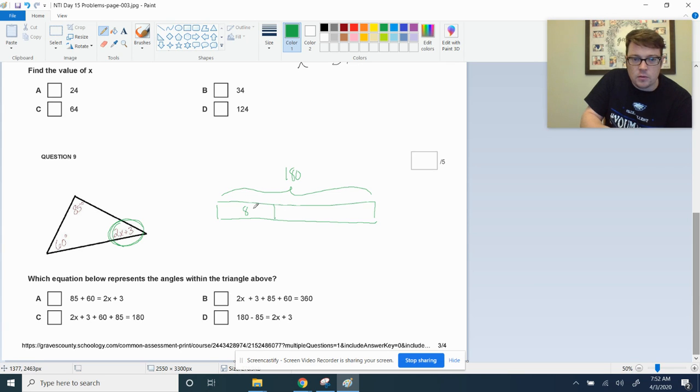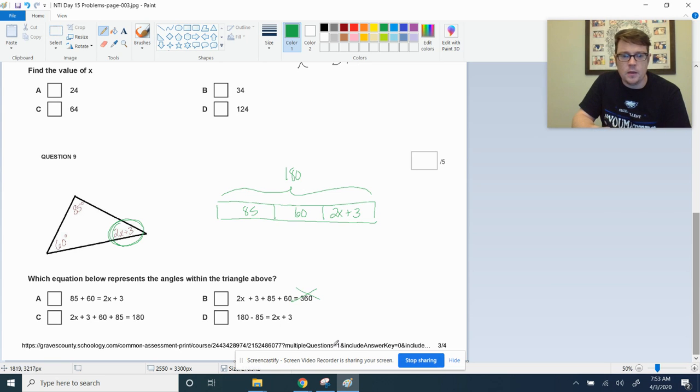You got an 85-degree one. You've got a 60-degree one. And then you have this other one that comes in the form of an expression, 2x plus 3. So instead of having a single letter or a number there, we have things happening to the letter. And that's okay. We still have the same idea. This plus this equals that. So we're looking for that.